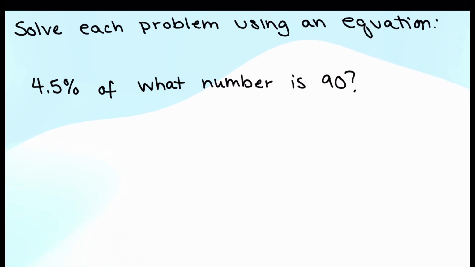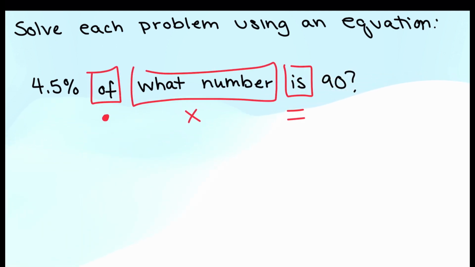Here's another example. 4.5% of what number is 90? I see my keywords again. Of means multiply. What number is my x? Is my equal sign.